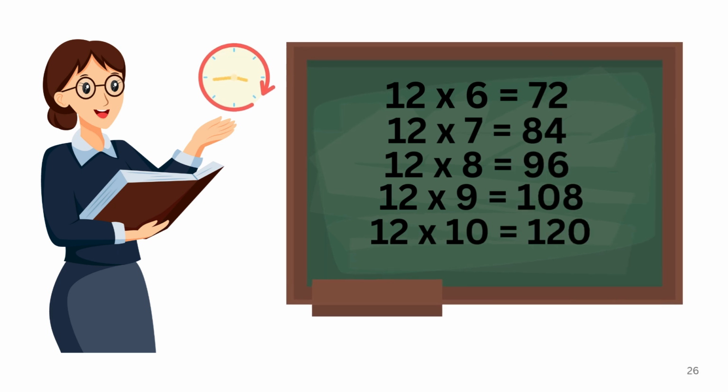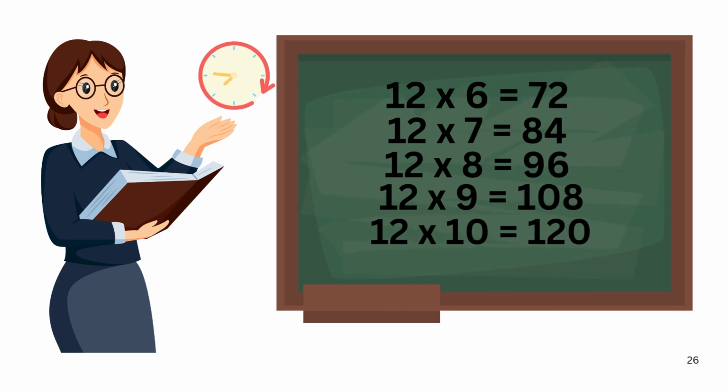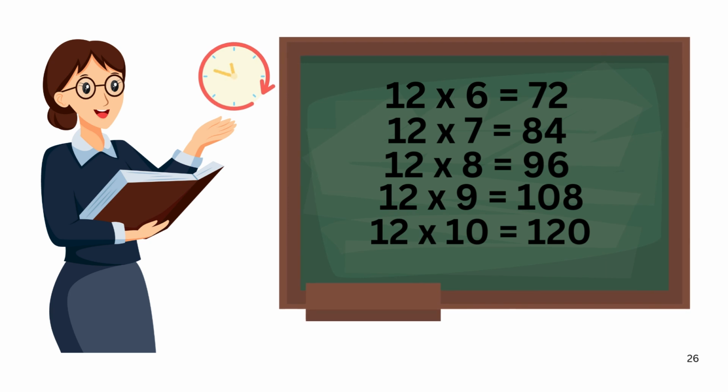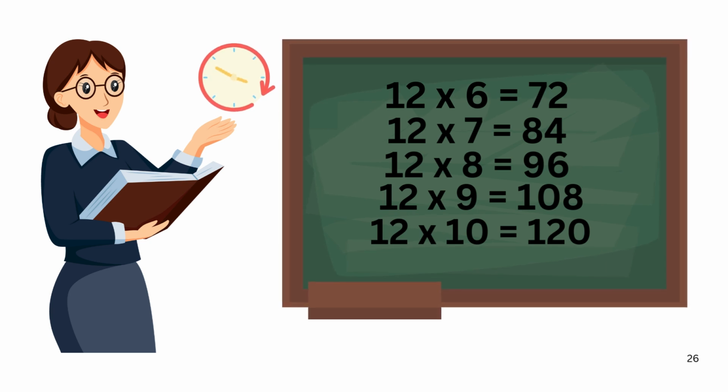12 multiplied by 6 equals 72. 12 multiplied by 7 equals 84. 12 multiplied by 8 equals 96. 12 multiplied by 9 equals 108. 12 multiplied by 10 equals 120.